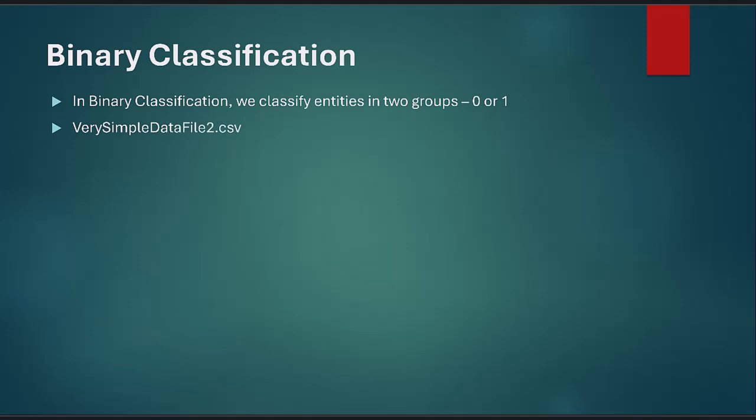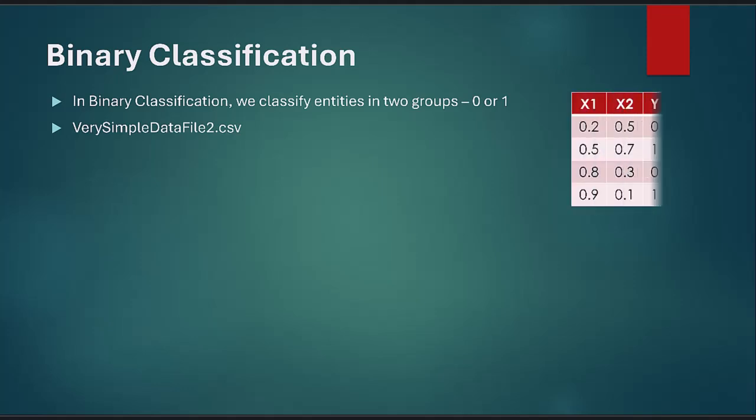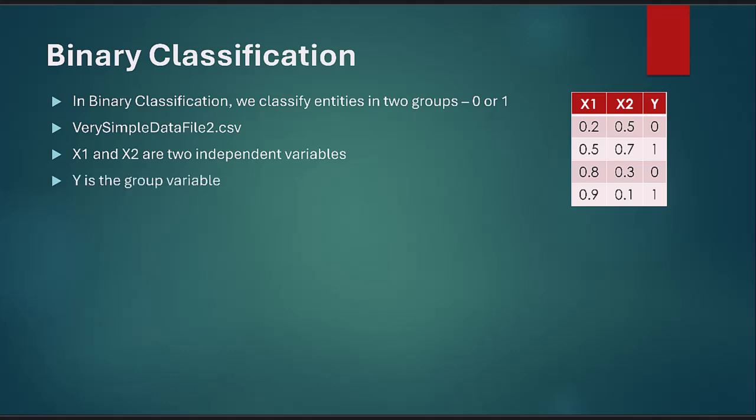I have a very simple data file 2.csv that looks like this. There are two independent variables, x1 and x2, and a dependent variable, y, which is also called the group variable because this is a classification problem. So we have two groups, 0 and 1. The challenge is to find a pattern between x1 and x2 and y, so that by looking at x1 and x2, we can predict y.